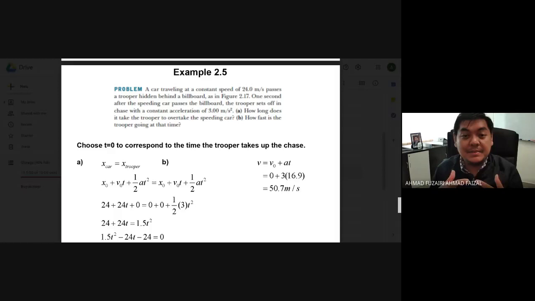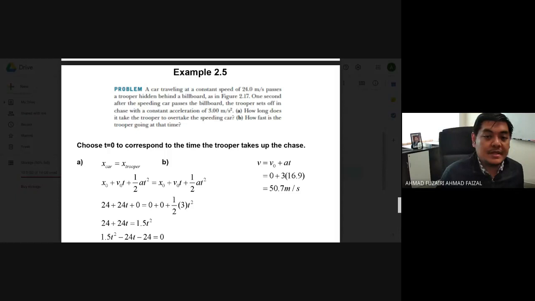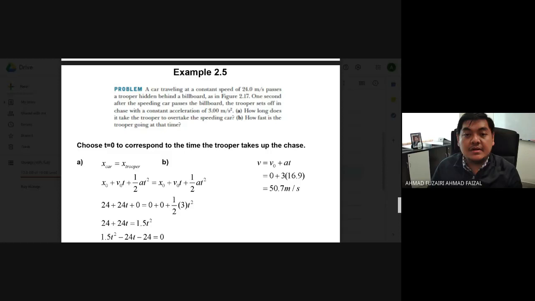Acceleration becomes how much if the speed is constant? Zero. Yes, definitely. Acceleration will become zero. Okay, so a car moving at a constant speed passes a trooper hidden behind a billboard. So let's say you have a billboard, and behind the billboard there's a trooper put there, maybe to do some speed trap.